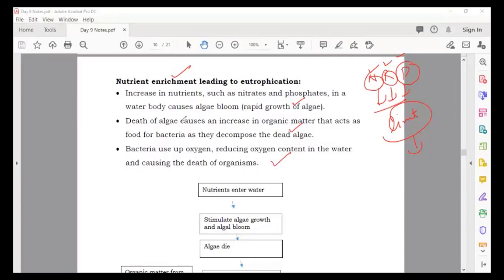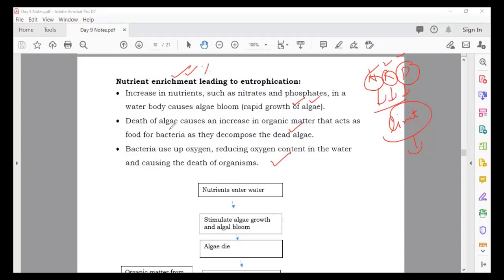Okay, so what happens? First of all, if the nutrients become high in percentage, what will happen? They will cause a rapid growth of algae. This is the first thing that happens.